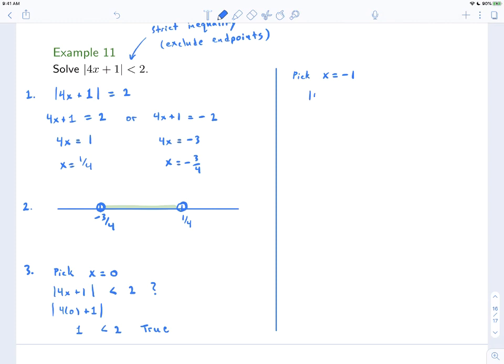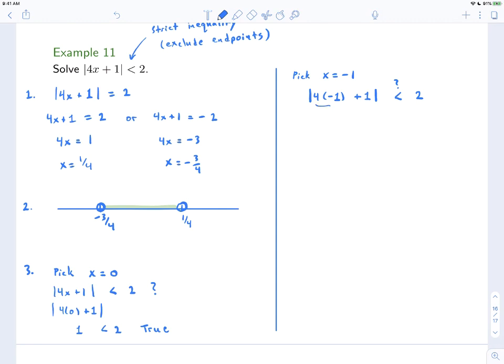So the absolute value of 4 times x plus 1. Is that less than 2? That's the question. Is that less than 2? Now you can sort of see what I was talking about. My 1 here looks an awful lot like that absolute value sign, so this is a 1, and this is also a 1, and these are the absolute value signs.